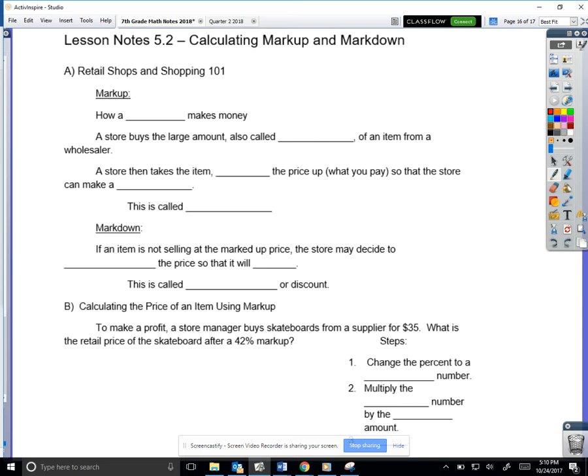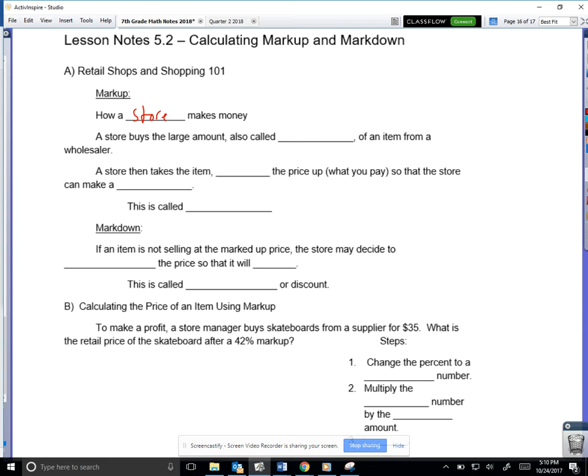Okay, so a markup is how a store makes money. This is what they do to make money. And here's what a store does. A store buys a large amount of an item. This is also called bulk. It buys a large amount of the item from a wholesaler, someone that sells a whole bunch of stuff. And if you buy a large amount, usually it's cheaper, kind of like Costco.